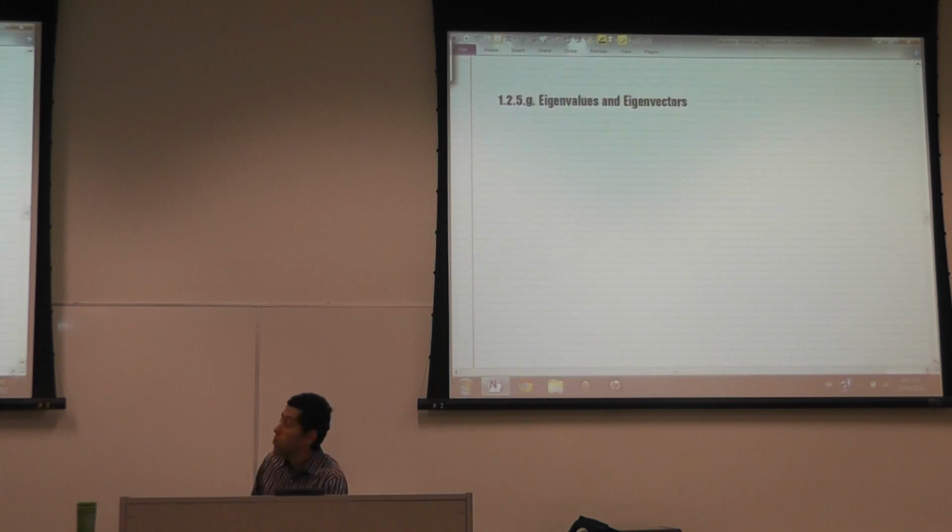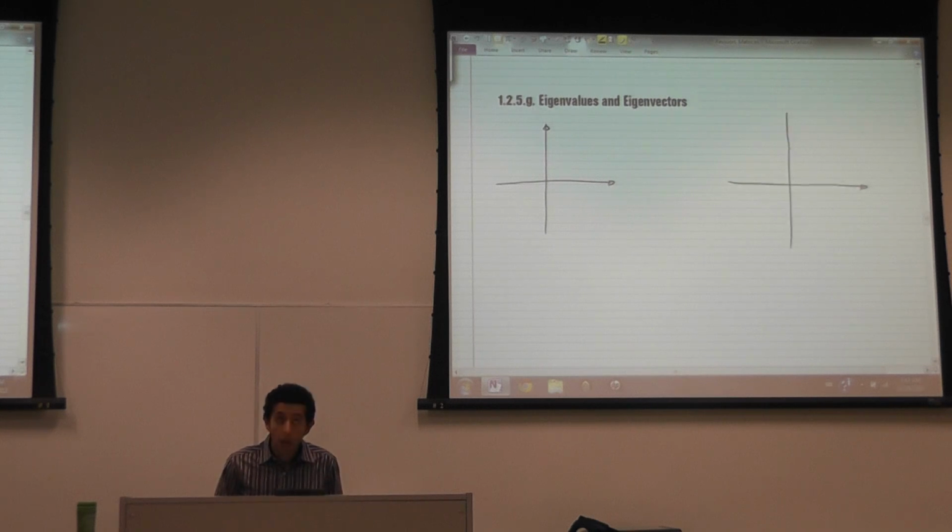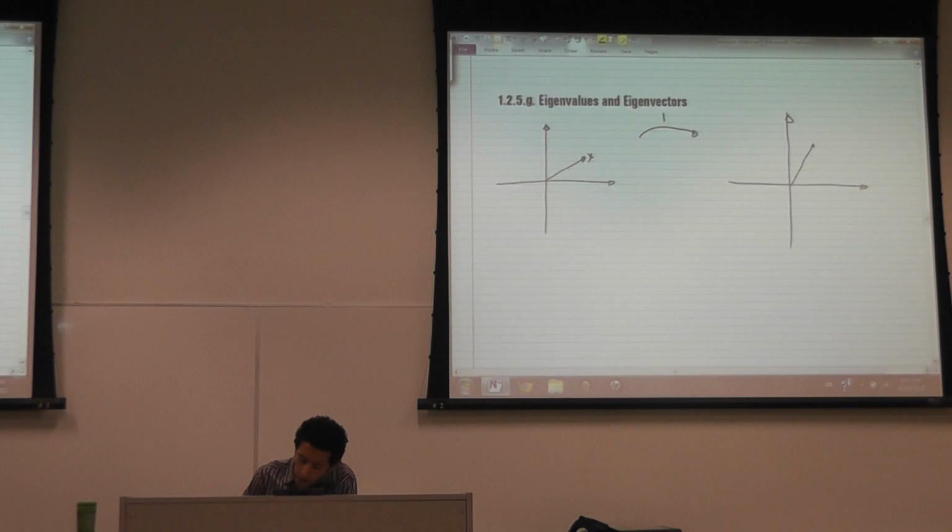The next topic that we want to talk about is eigenvalues and eigenvectors. What are eigenvalues and eigenvectors? Let's look at it from a graphical point of view. From a graphical point of view, the eigenvalue problem is the following. We know that for every x, there is a linear operation M. There is another vector here, Mx.